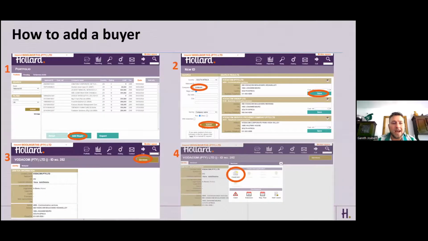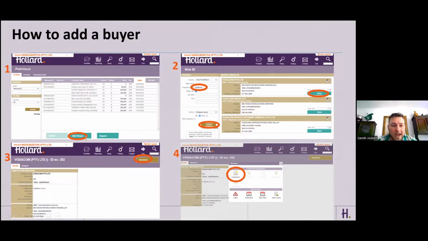Okay. To add a buyer on the same front screen, I hope everybody can see this clearly. You click add a buyer, okay? You then come up with a selection. You type in the name of the business here or their national ID number. It then searches through the database and pulls up all the potential options. You select the one that you want cover on. So you want specifically cover on this Vodacom entity here. You select save, okay? And then you can choose which services you want.